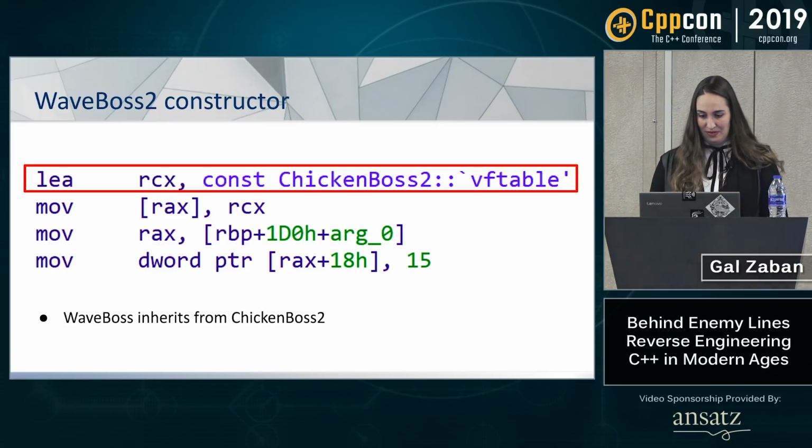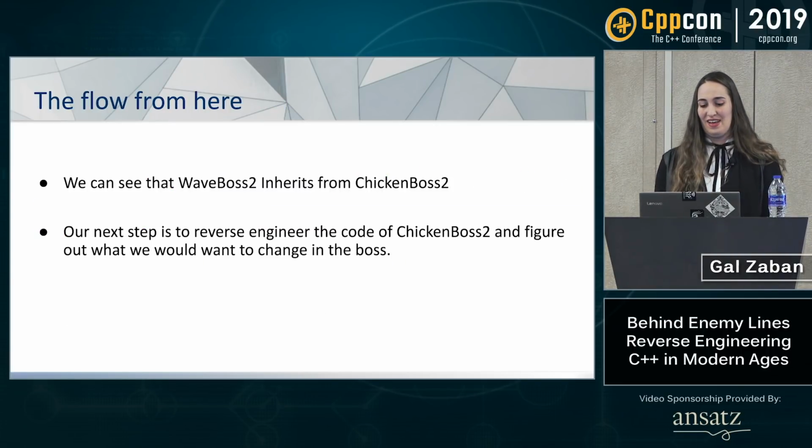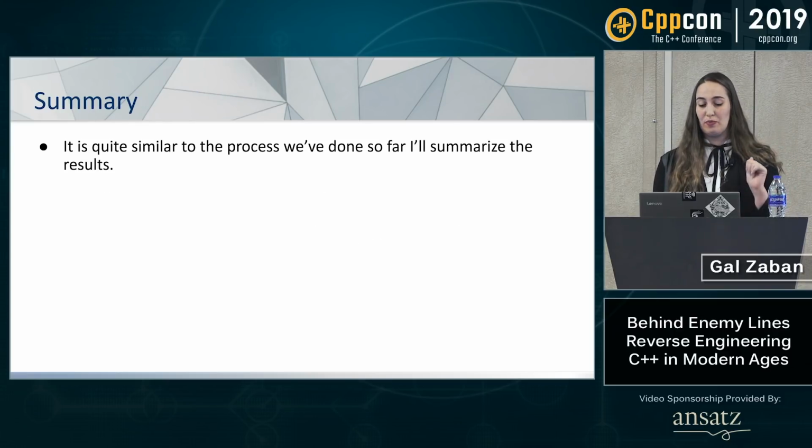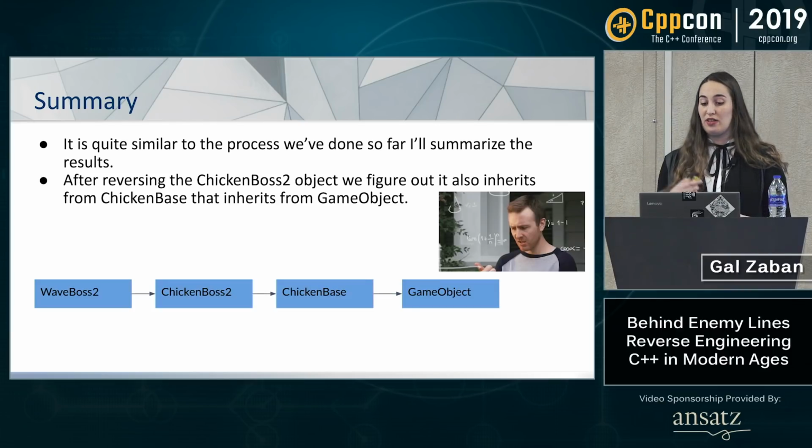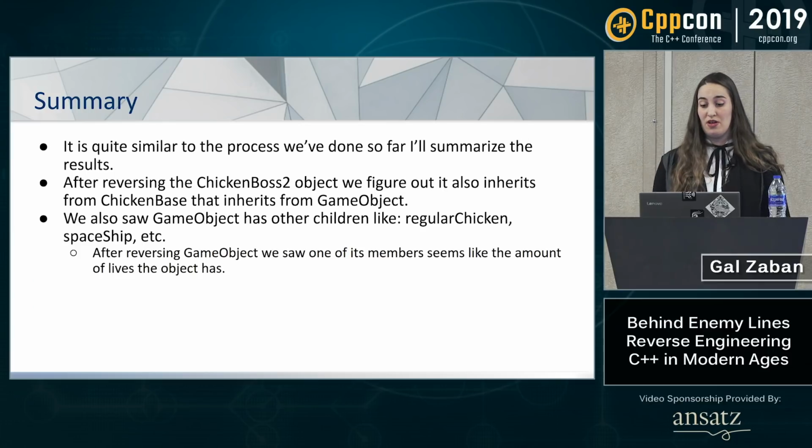Okay, now we want to know what exactly we want to change in order to win, because this is our main goal after learning reverse engineering. The process was quite similar to what we've done so far, so I'll summarize what I've done and what I figured out. Chicken boss is the base class for wave boss. You can see the full inheritance: wave boss inherits from chicken boss, which inherits from chicken base, which inherits from game object, as we already saw before.